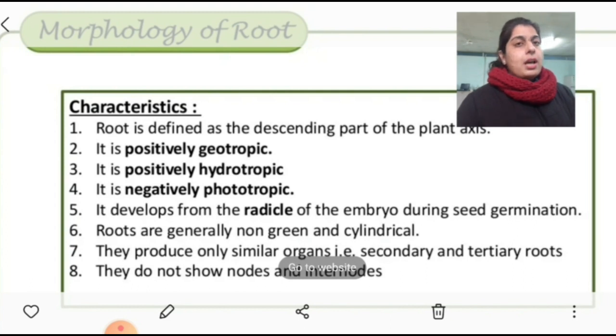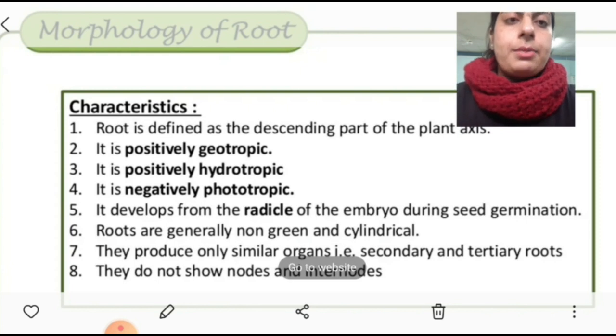Roots grow from the seeds. When the seed germinates, it grows into two parts: one is the plumule and another is the radicle. Radicle is known as the future root and plumule is known as the future shoot. So, root is developed from the radicle of the embryo during seed germination. Roots are non-green because no photosynthesis occurs, and they are cylindrical in shape. Roots have no nodes and internodes present on them.